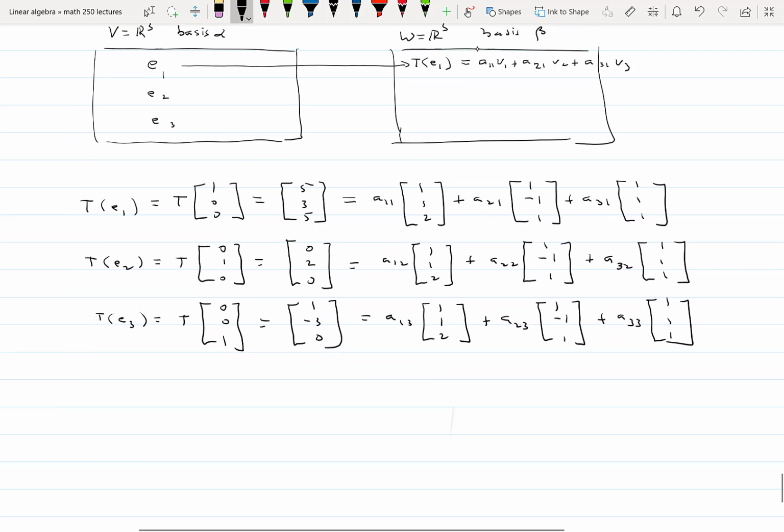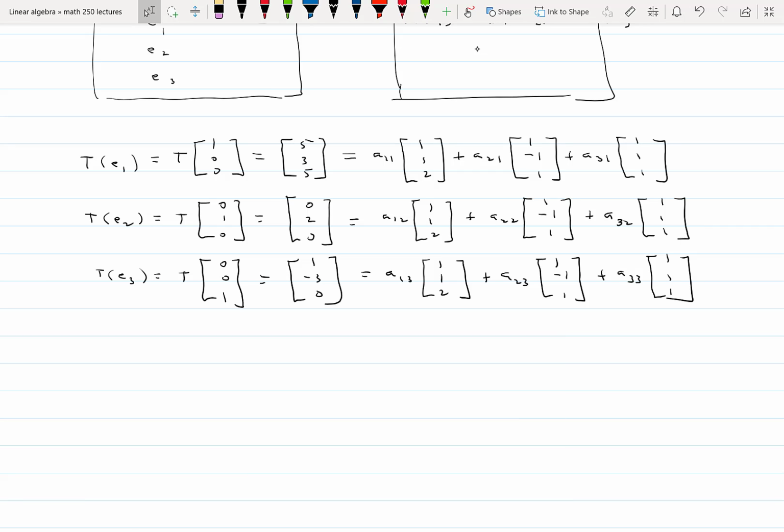This is three systems. Each of these equations is one system of equations. So we have three systems of three equations, three unknowns. The coefficient matrix for each of the three systems is identical, so solve all three simultaneously. The coefficient matrix is going to be 1, 1, 2, 1, -1, 1, 1, 1, 1. So this is cool. The super augmented part is 5, 3, 5, the constants for each of the systems. 0, 2, 0, and 1, -3, and 0.